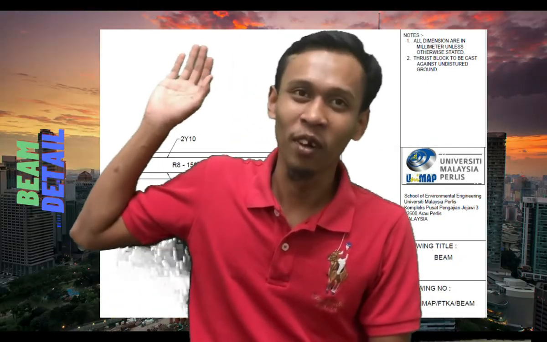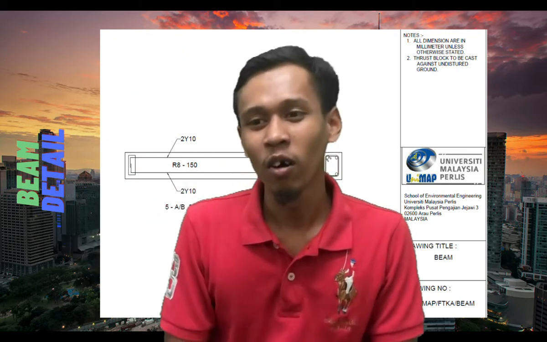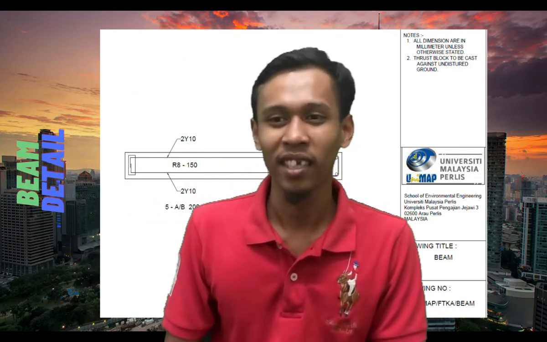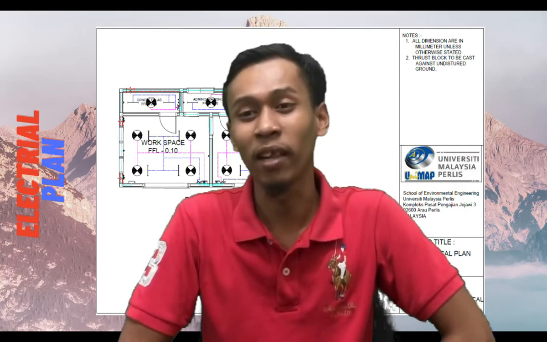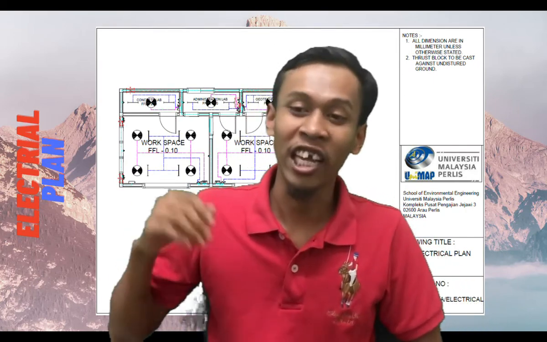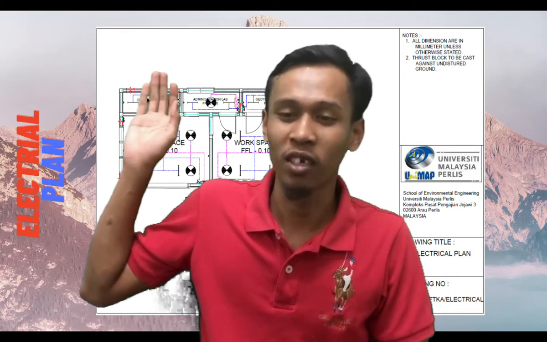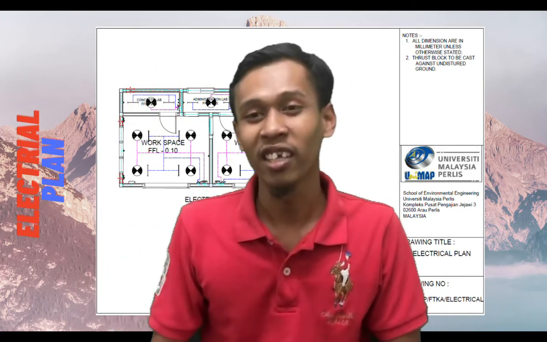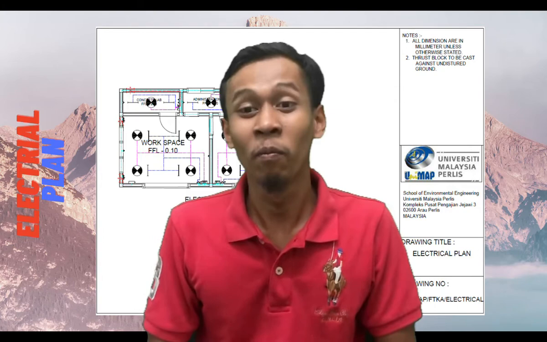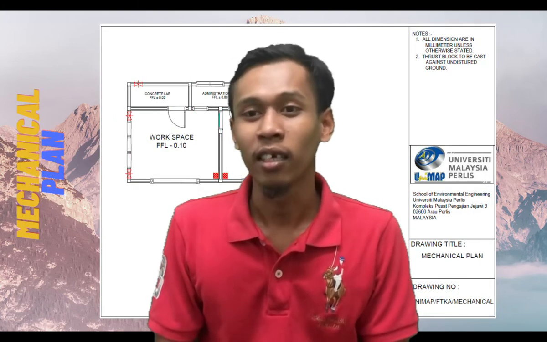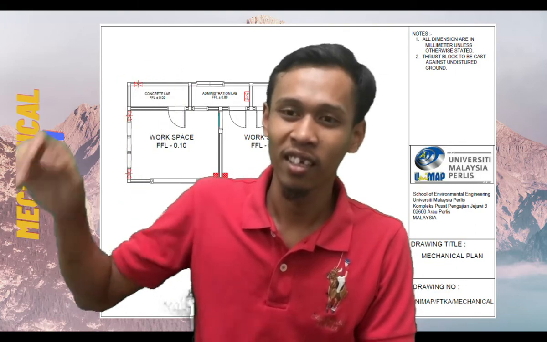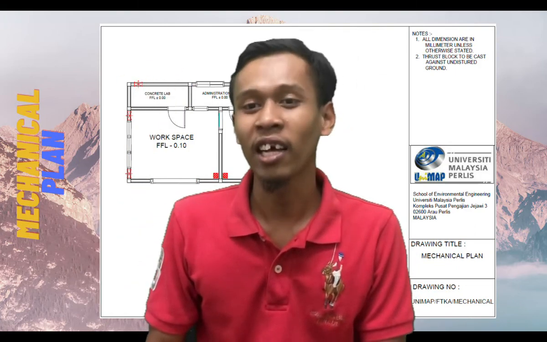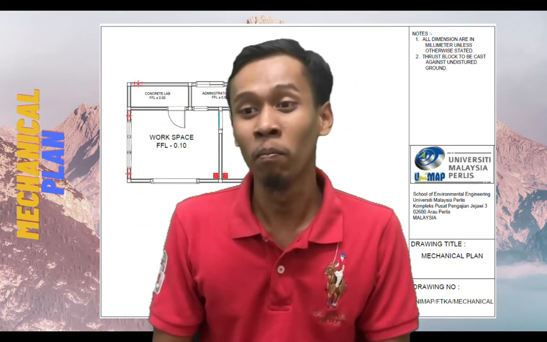Now, this is the detail of the beam. And now we go to the electrical plan. For the electrical plan, we use this one. And for the mechanical plan, we use this one. And last, plumbing.